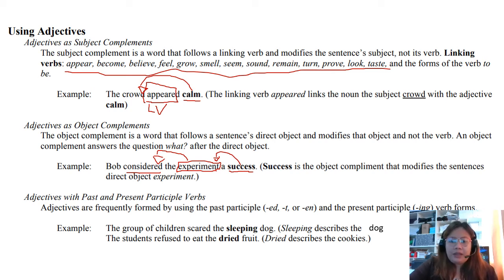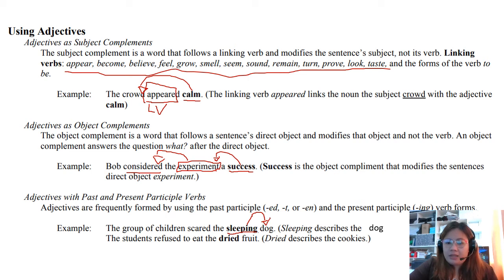Okay. So adjectives can also be a past or present participle of verbs. These are formed by adding ed, t, or en to the form of the verb. For the present participle, we add ing to the verb. So, for example, the group of children scared the sleeping dog. Sleeping here is describing the word dog.